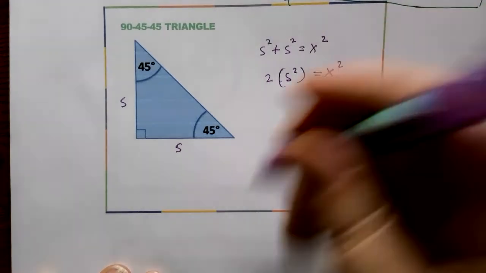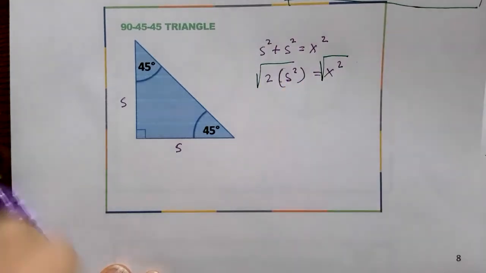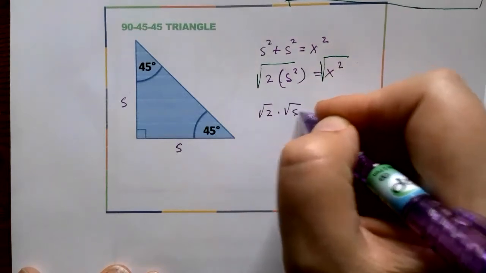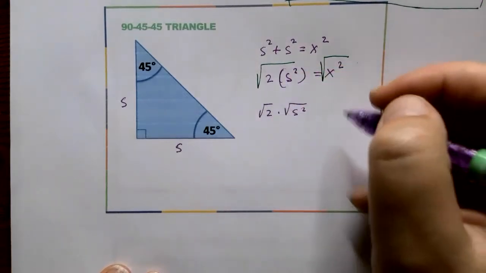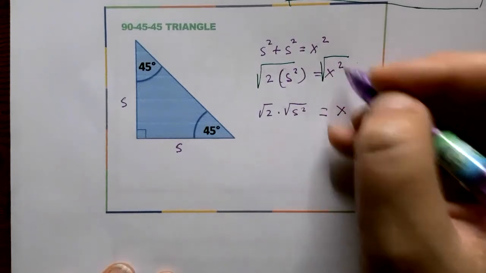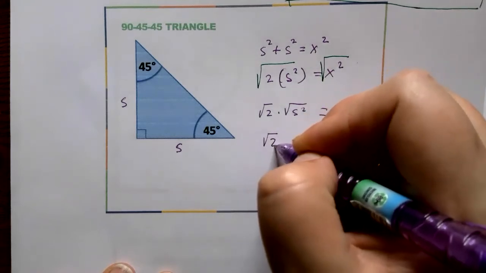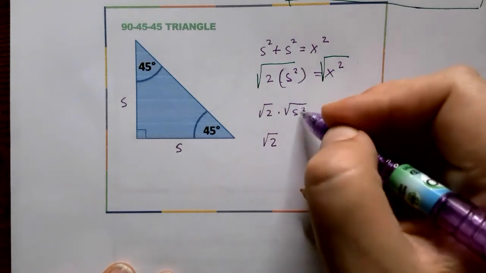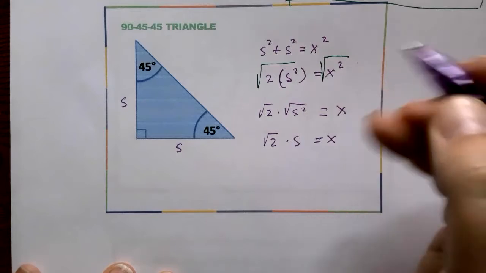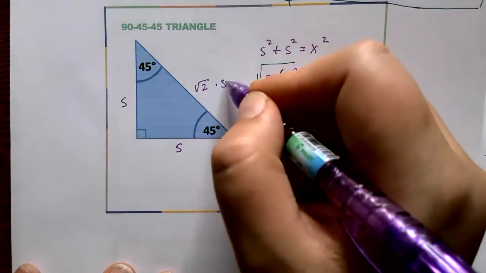To solve it for x, we need to unsquare both sides. We do it by applying the square root, and we have square root of 2 times the square root of s squared, separated from under the root, and that equals x. Square root of x squared is x. Square root of 2 is an irrational number, so I'm going to leave it, but square root of s squared is just s. So x equals square root of 2 times s. So this side is square root of 2 times s.